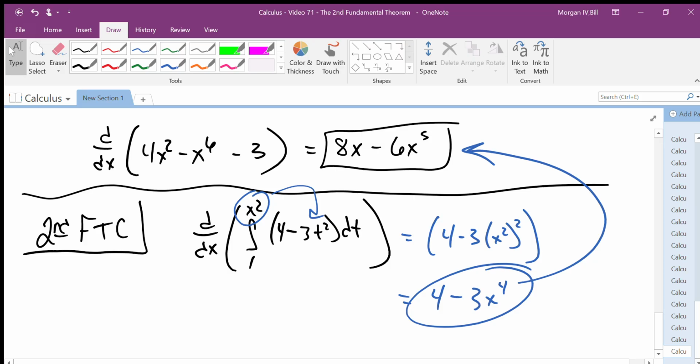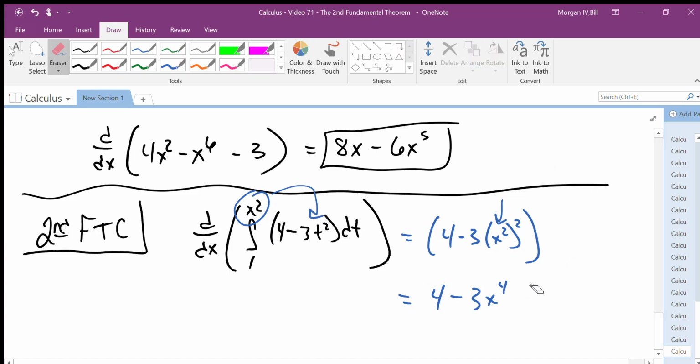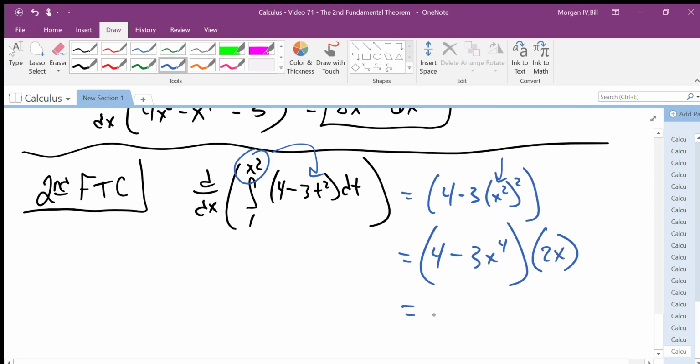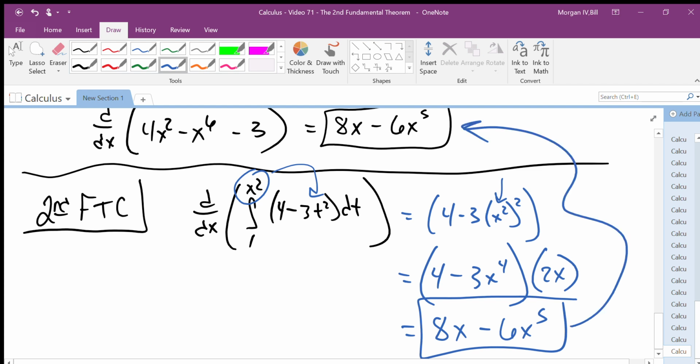When we have something besides just x, some sort of function of x, like x squared in this case, we can just plug in the x squared like we did right here. We can just plug it in, but we then have to take the entire answer here and multiply it by the derivative of x squared. That's like multiplying it by u prime. So the derivative of x squared is 2x. And then we multiply that through and we get 8x minus 6x to the 5th, which is exactly what we have up here.